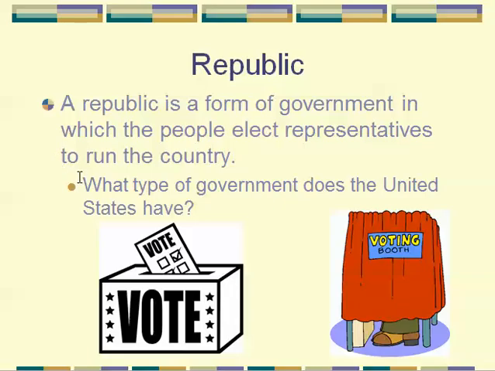So let me ask you, what type of government does the United States have? If you answered a republic, you are correct. So we technically are a democracy, but even more specifically, we are a republic. Because yes, the people run the country, we the people, but to do so we elect representatives or politicians to represent us on our behalf.